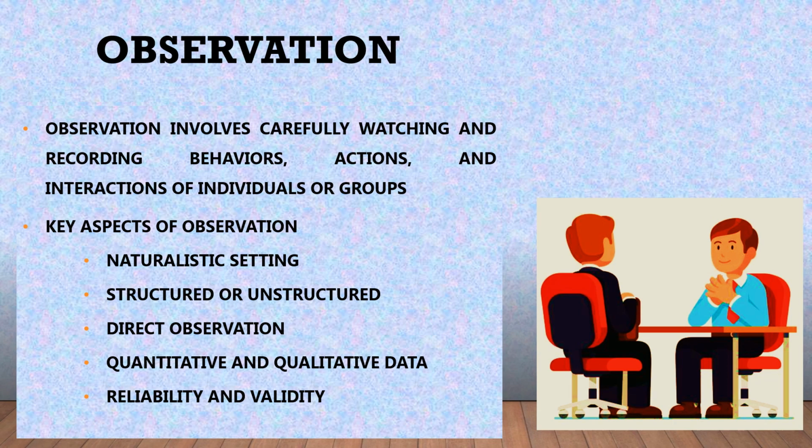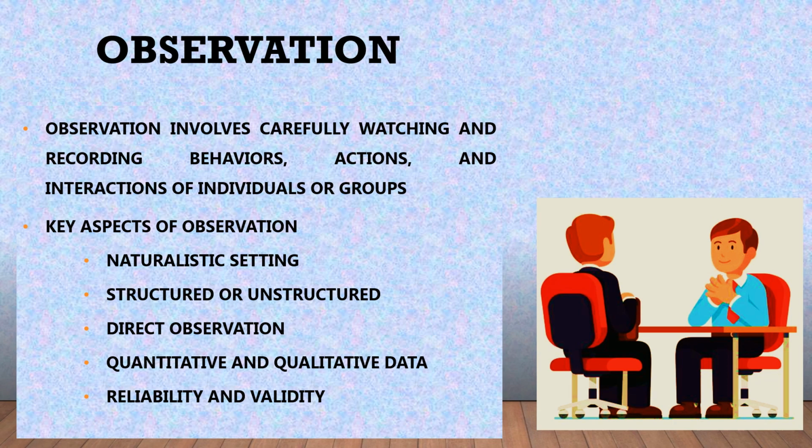Then, direct observation. Observers directly witness and document the behavior being exhibited. They may use various techniques such as note-taking, video or audio recording, checklists, or coding systems to accurately capture and document the behavior observed. Observational data can be both quantitative and qualitative. The quantitative data involves numerical measurements, frequencies, or durations of behavior, allowing for statistical analysis. The qualitative data provides rich descriptions, contextual information, and subjective interpretation of behavior and interactions.